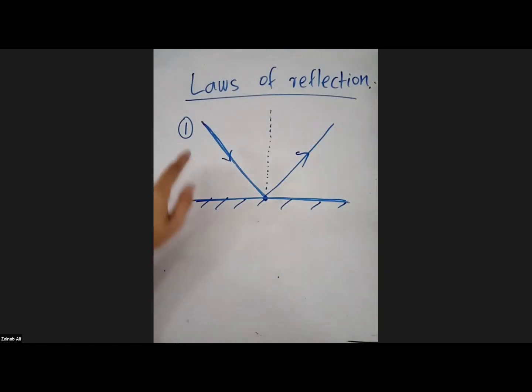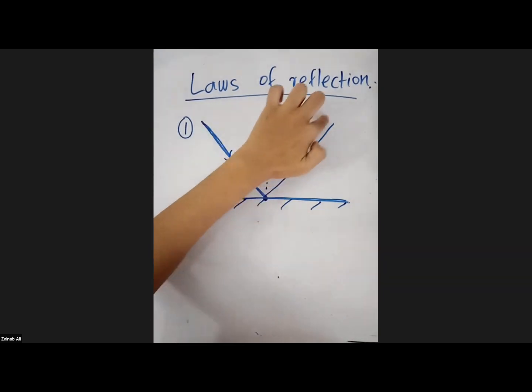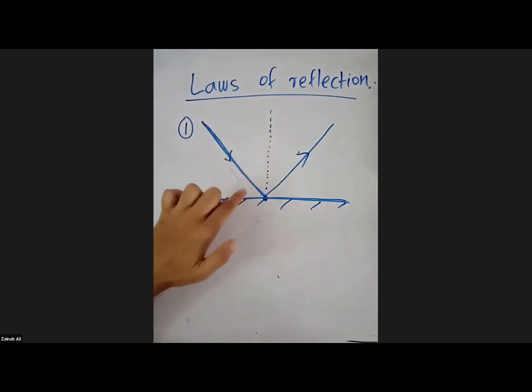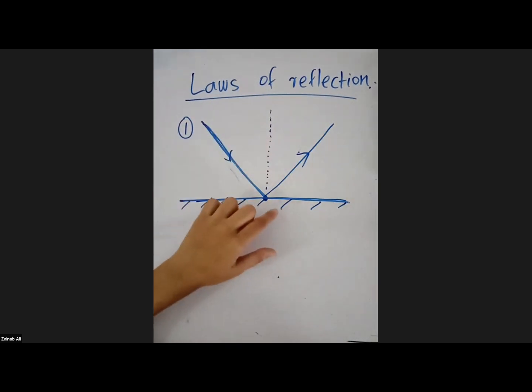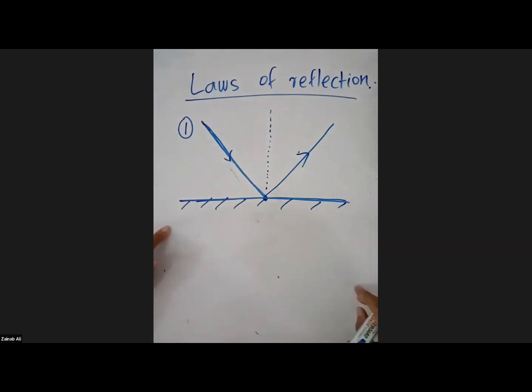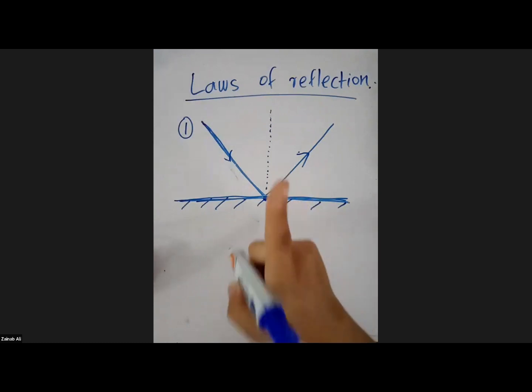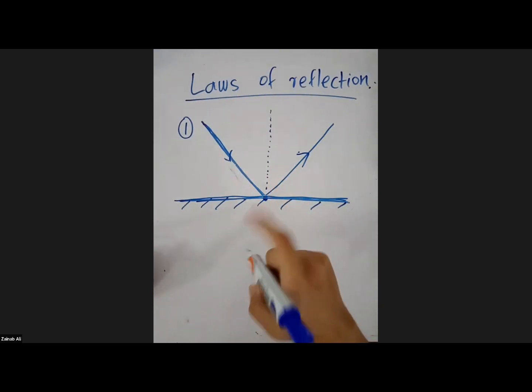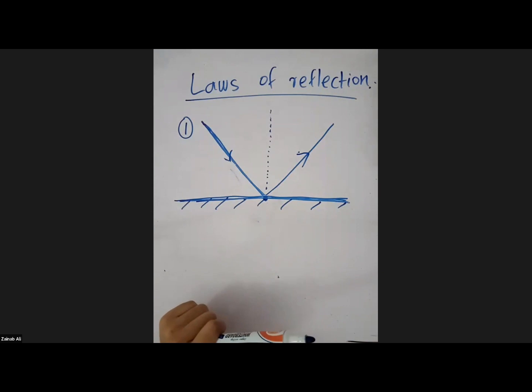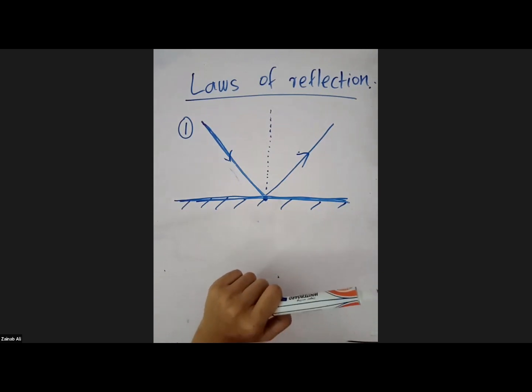So what is the first law? When the light is reflecting, the incident ray, the reflected ray, and the normal which is drawn to the point of incidence should lie on the same plane. So this is one plane, and they should lie on the same plane. That is the first law of reflection. Let's ask someone. Anyone who can say, raise your hands.